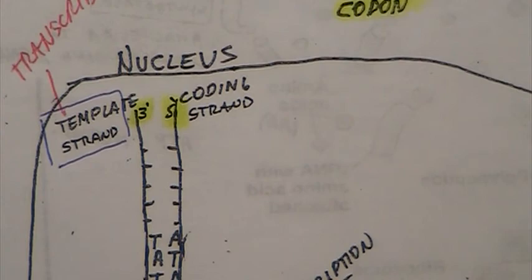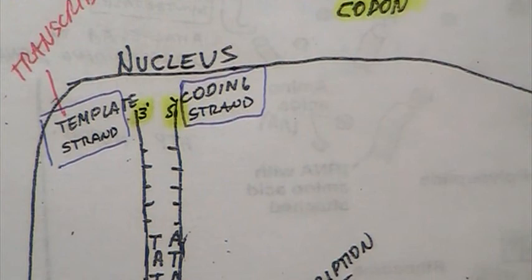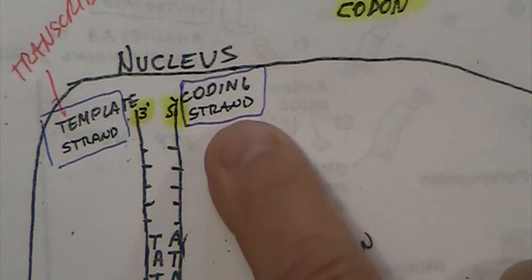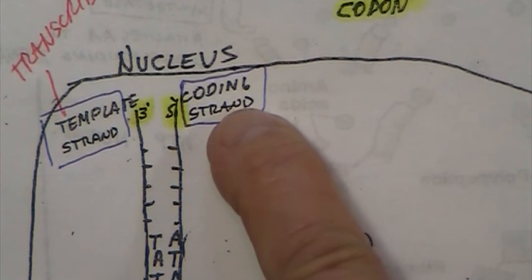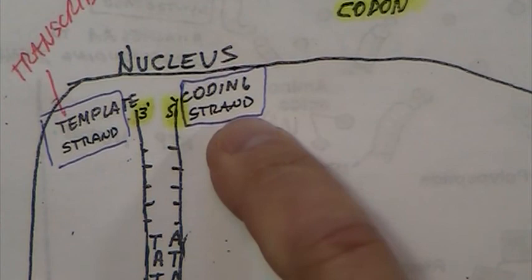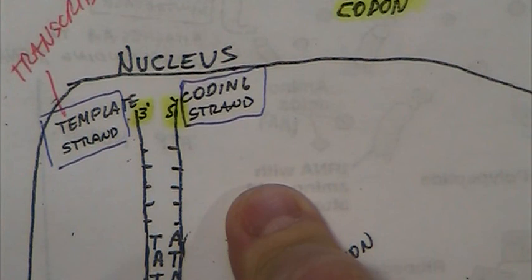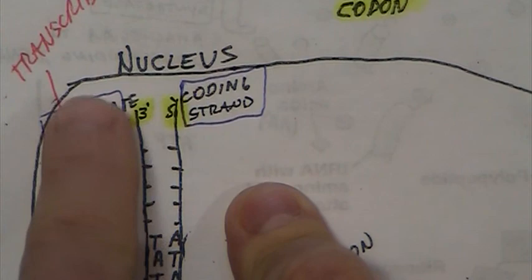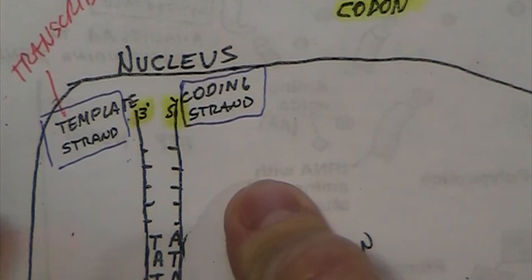And the other strand, in this case, for today's example, is gonna be the coding strand. And this is actually the one that has the real code that you need to send to the ribosomes. But because you need to make a molecule of RNA using the complementary, you have to copy this one to get the code of this one. Once we get going, you'll notice that.